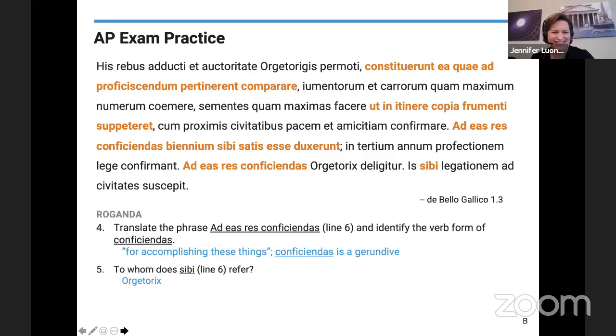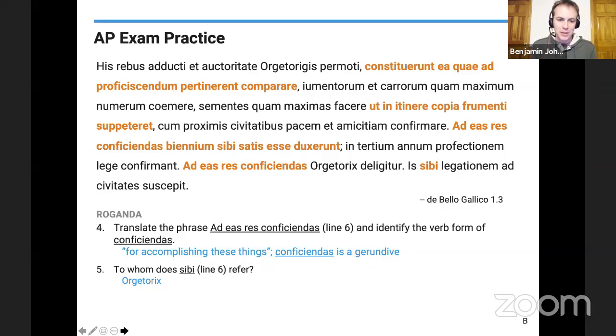Okay, question 4, speaking of which, translate the phrase ad eas res conficiendas in line 6, which is a different location, even if Caesar repeats himself, and identify the verb form of conficiendas. So, for accomplishing these things, and as was said, conficiendas is a gerundive because it has an object when you translate it, and it's functioning here as an adjective, agreeing with res. A gerundive is an adjective. If you sometimes remember that, stress the if part, and that might help you out.